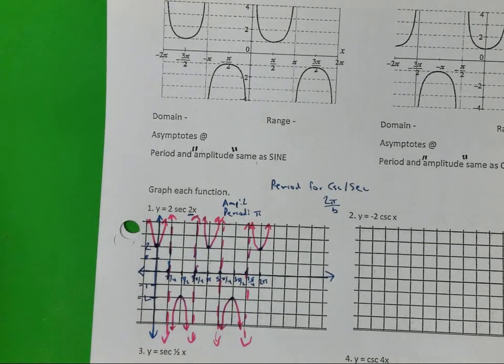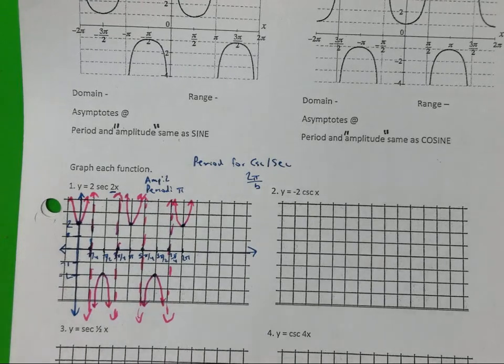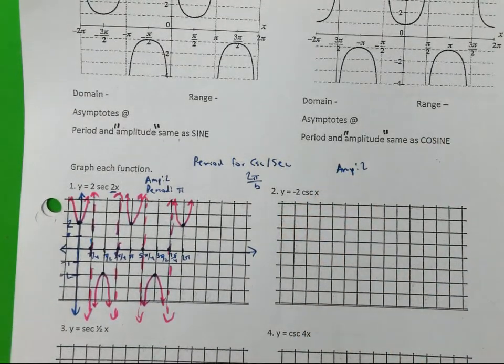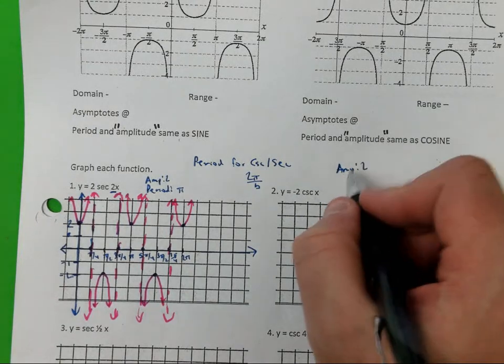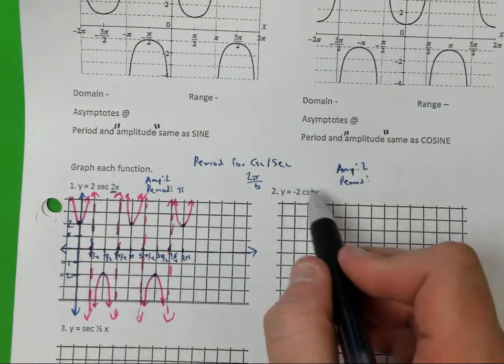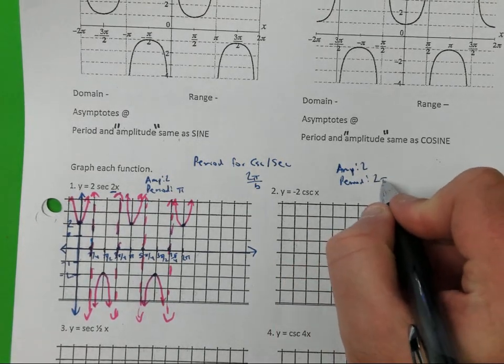Alright, let's look at number 2. Y equals negative 2 cosecant x. My amp is 2. My period, I do expect to see amp and period on these. My B value is 1, so 2 pi divided by 1 is 2 pi.